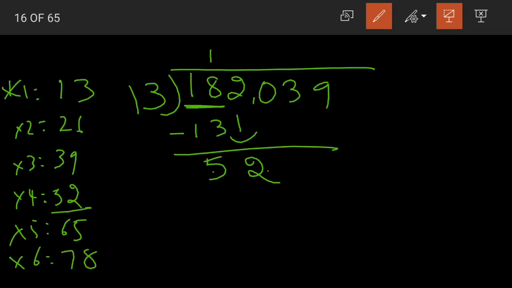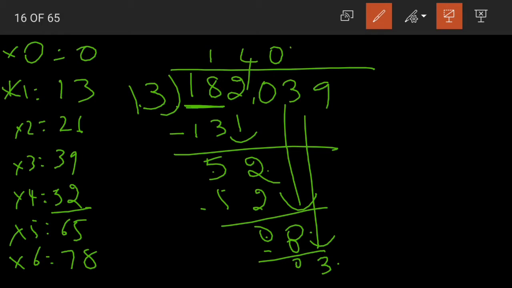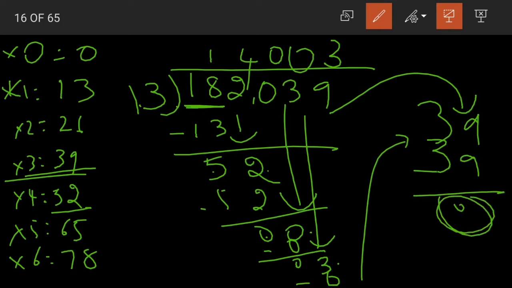So here 52, 13 fours are 52. When we subtract, 0. Again if you bring another digit down, here 0. So 13 zeros are 0. Again 0 will be the difference. Now bringing 3 down here. Now 3 is less than 13. We cannot divide. So before 13, what number comes here? 13 zeros are 0. So we'll go with that. 13 zeros are 0. 3 minus 0 is 3. Now bringing the 9 down, 39. Now where does 39 come in the 13 table, children? 13 threes are 39. When we subtract, 0 will be the final remainder.